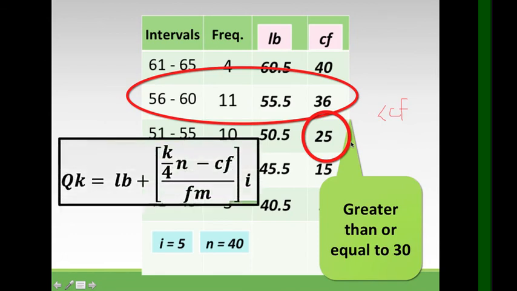Tapos, titignan na natin ang ating formula. So, ang Q3 natin is equal to lower boundary. Ano ang lower boundary ng 36? 55.5. Itong K over 4 times N, nakuha na natin kanina. Ang answer natin dyan ay 30. Minus CF, which is 25. Ito yan, 25. Divided by the frequency is equal to 11. So, 11 yung ilalagay natin dito. And the I is equal to 5.